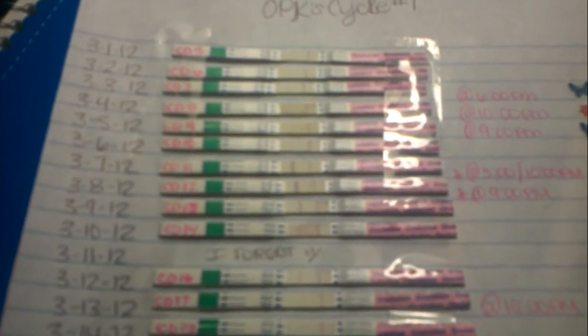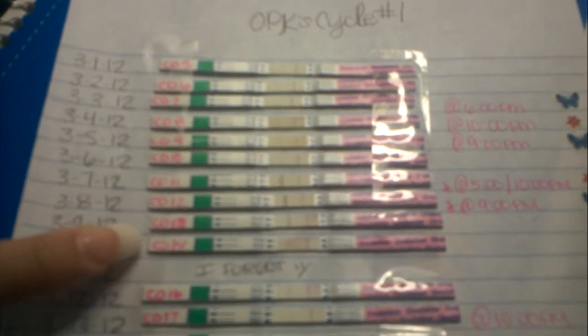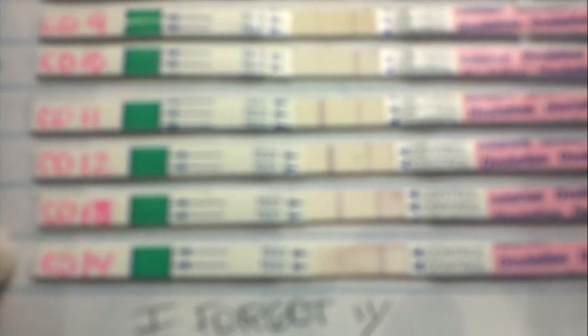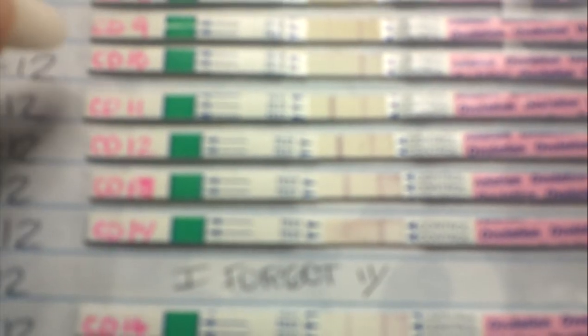anyways, I started March 1st, and that was cycle day 5. I thought that I always ovulated on the 14th. Kind of blurry, but you can tell I did not ovulate the 14th. I ovulated cycle day 11.